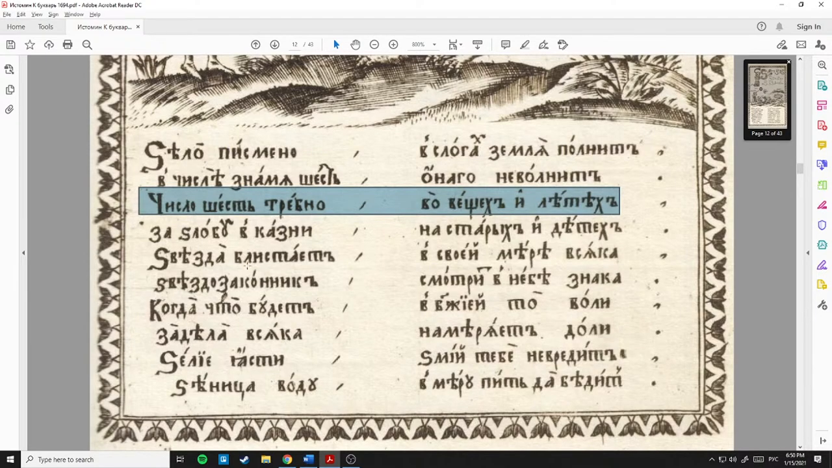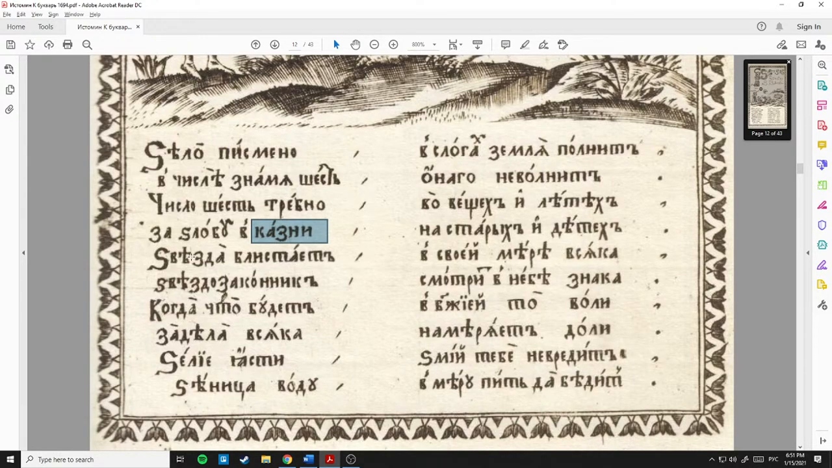За злобу в казни. Злоб is spite. For spite in punishment. На старых и детях. For probably in this case, for the old and the young. Число шесть требно в вещах и летях.